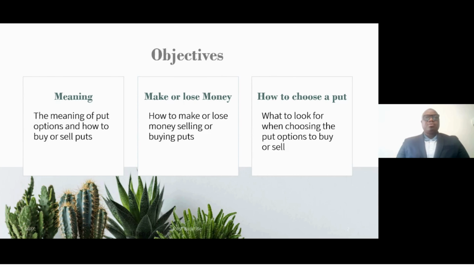In this video, I will explain the meaning of put option, how you can make money buying or selling put options, how you can also lose money doing that, and what to look for when choosing the underlying assets for your put option trading.